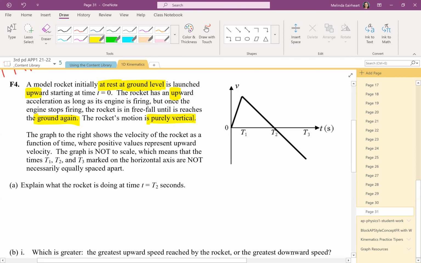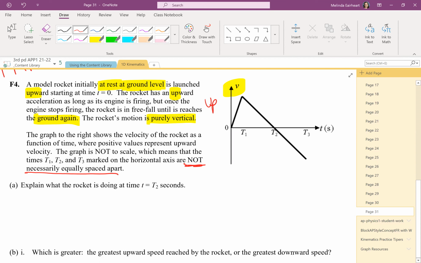Real rockets, even model rockets, they go off to the side, right? Air and everything else, trajectories. This one's just going to go straight up, come straight back down. One dimension kinematics. The graph to the right shows the velocity of the rocket as a function of time, where positive values are up velocity. And then it tells us the graph is not drawn to scale, which means that T1 and T2 and T3 that are marked on the horizontal axis are not necessarily equally spaced apart. And so it's tricky, even for myself sometimes. You start looking at a graph for 5 minutes and you start saying, oh, those look equal. And you forget that they told you they weren't. And so a lot of graphs aren't drawn to scale. AP does a nice job about telling you when something's not drawn to scale, but don't convince yourself otherwise later.